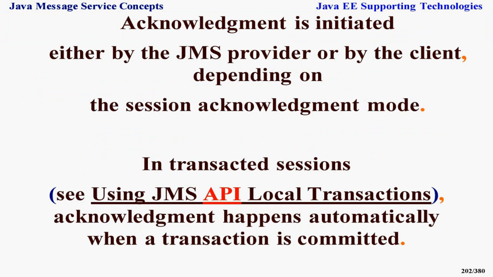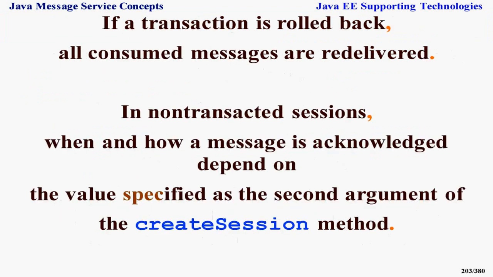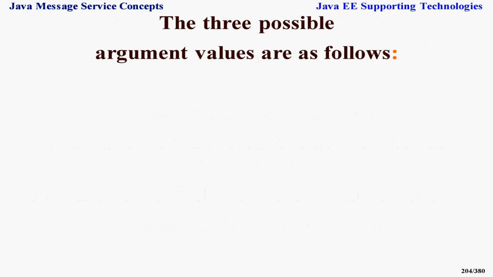In transacted sessions using JMS API local transactions, acknowledgement happens automatically when a transaction is committed. If a transaction is rolled back, all consumed messages are redelivered. In non-transacted sessions, when and how a message is acknowledged depend on the value specified as the second argument of the create session method. The 3 possible argument values are as follows.